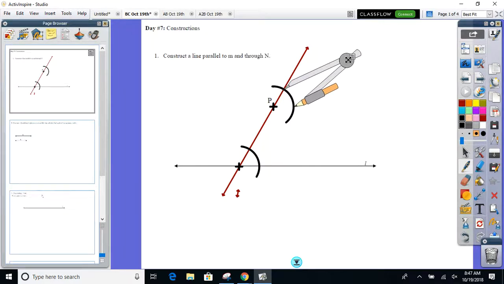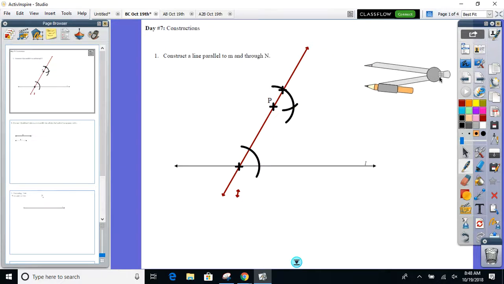Now, here's the important point. Make sure these two arcs intersect on the same side of the transversal as the angle you're copying. So for me, I don't want it to intersect over here because I'm copying this angle, so I want both angles to be on the same side of the transversal, and you'll see why at the end. So I make that arc so it intersects on the same side of the transversal, and hopefully that point of intersection lines up with point P. I'm hoping. And then now you should be able to draw in your parallel line.